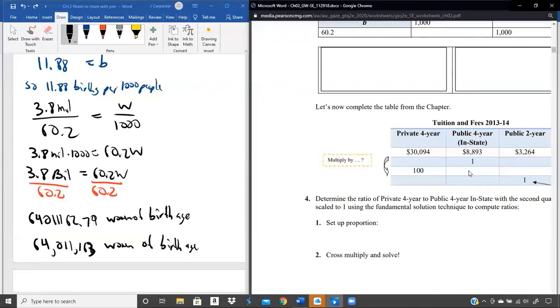Probably something in the double digits, like 15%, 30%. You wouldn't expect it to be 5%. You wouldn't expect it to be more than 100%. The fact that this number right here is bigger than this number here should be true across the entire columns. The fact that the 8893 is bigger than the 3264 should be true across the entire columns. All of these numbers in the first column should be the biggest, all the numbers in the middle should be in the middle, and all the numbers on the right should be the smallest.